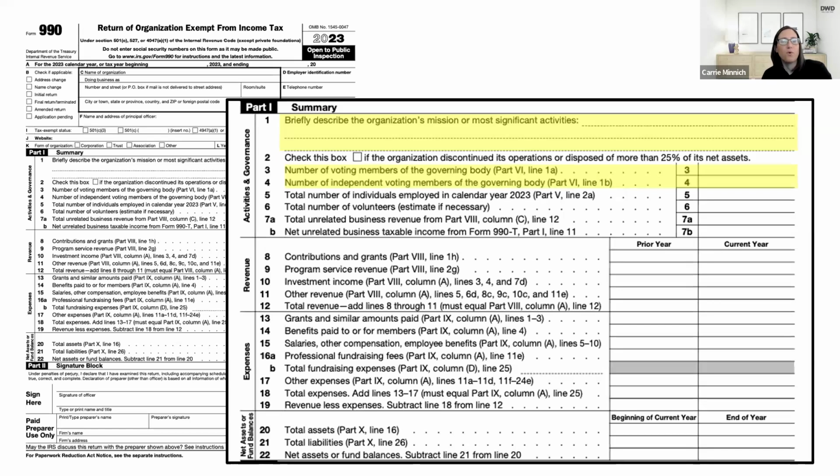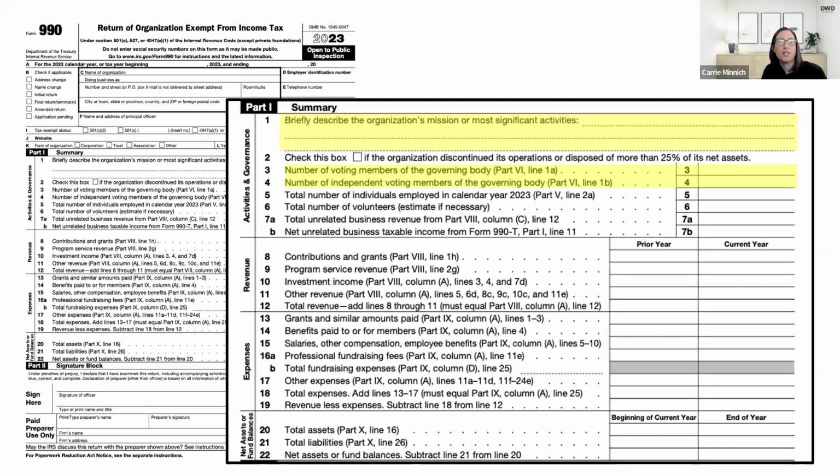Number 3 and 4 ask about your board, and how many voting members of the governing body there are at the end of the year. So for number 3, if during the year you had 20 people serve on your board, but at the end of the year only 15 people can vote, you would put 15 on here, because it's asking for the number of voting members at the end of the year.